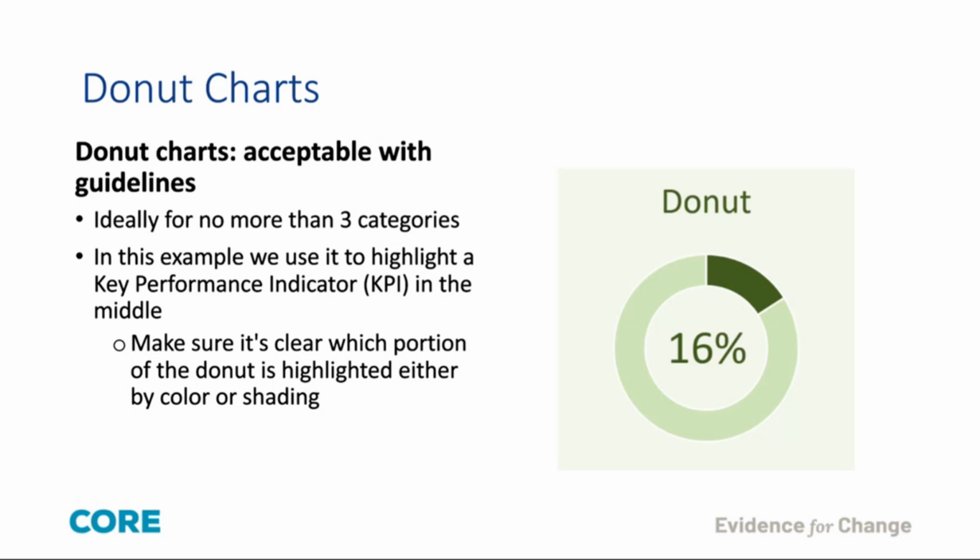I think donuts are a little bit nicer just because then you have that extra KPI in the donut hole, which gives a little bit more visual impact. It should be clear which portion is being highlighted with the KPI. In this example, we matched the number with the slice of the pie, and also made the relevant number a lot more dark. So that helps. All right, next slide, please.